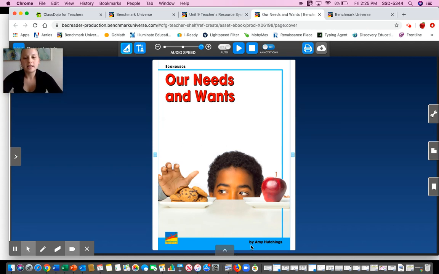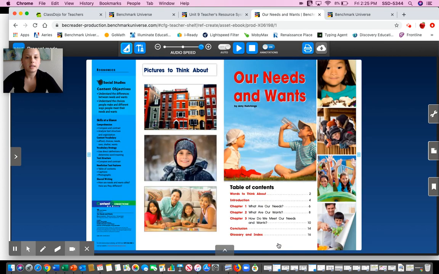Okay, before I begin, the story is written by Amy Hutchings. That means she is the author. We're not going to read the entire story today. I'm going to read part of the story today and part of the story tomorrow because it is a big story and I do want to break it down and talk about it. Okay? So first, pictures to think about.